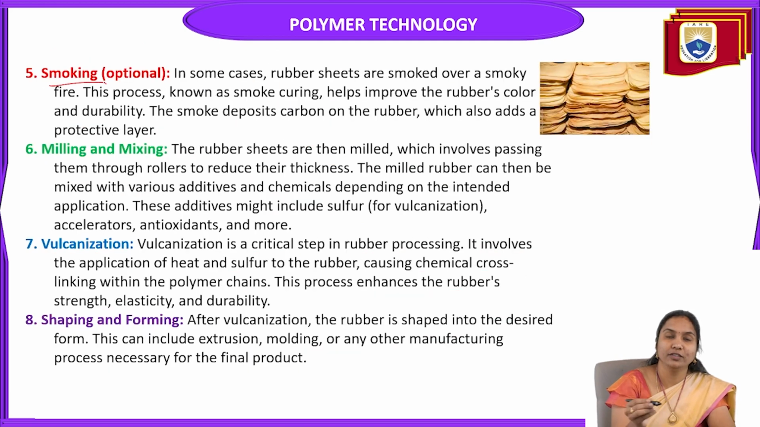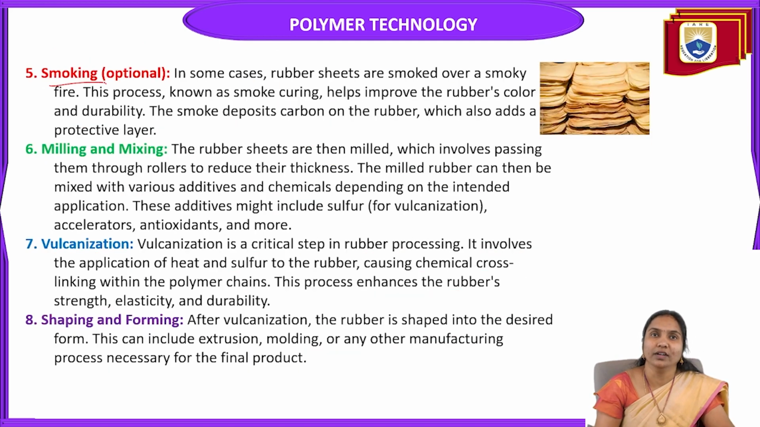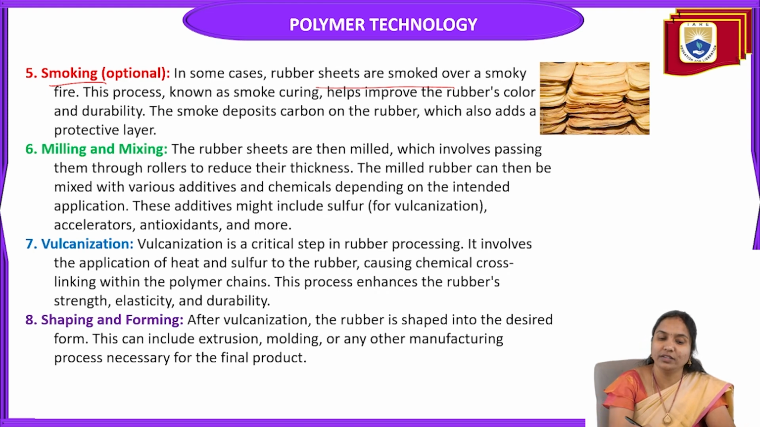Next, fifth one is smoking. This step is sometimes optional, and sometimes it is required. In some cases, rubber sheets are smoked over a smoky fire. It is an optional process. This process is known as smoke curing.